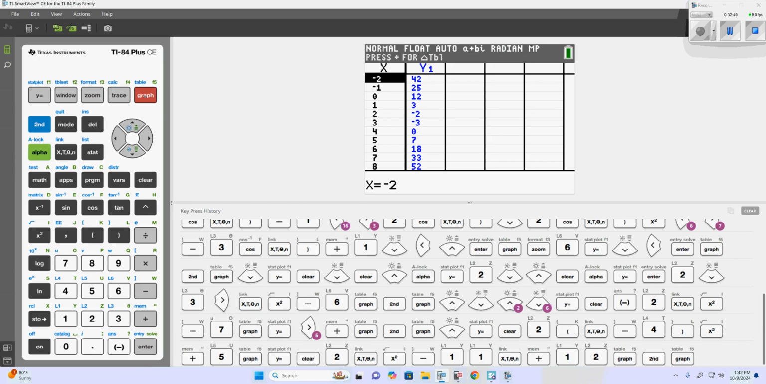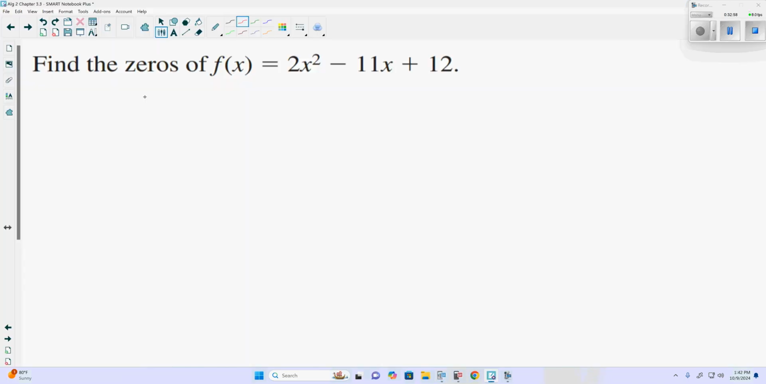There is another solution, and it's somewhere between 1 and 2. So we do know one of them is 4, but we're going to have to factor this to find the other. If you're able to find one of the solutions of a quadratic by graphing, you can find the other by factoring. You can find them both by factoring.